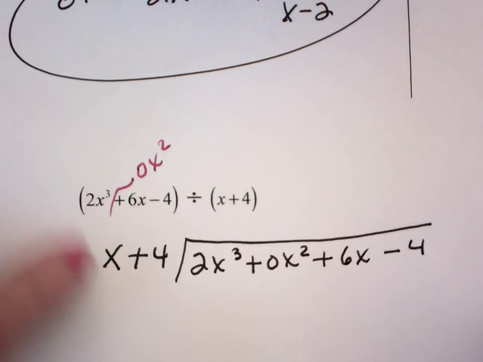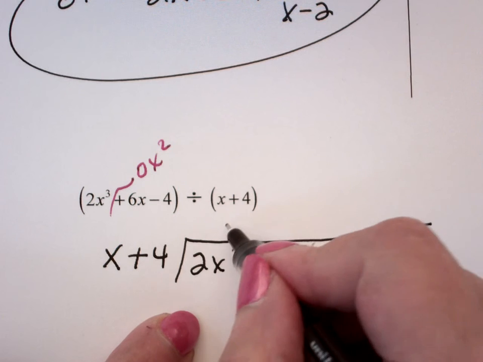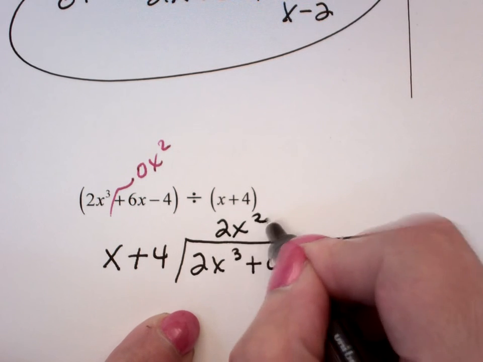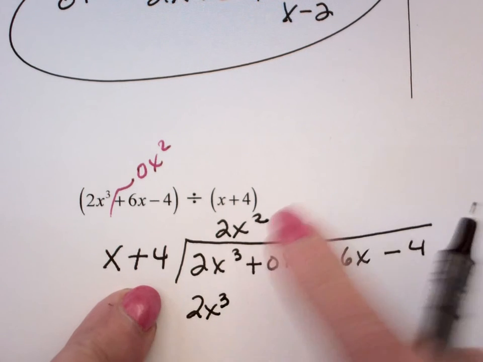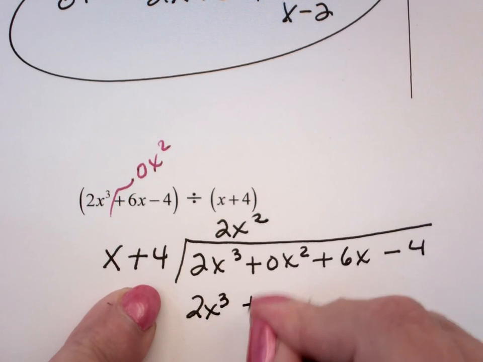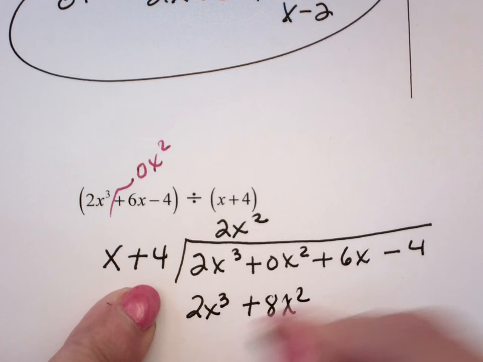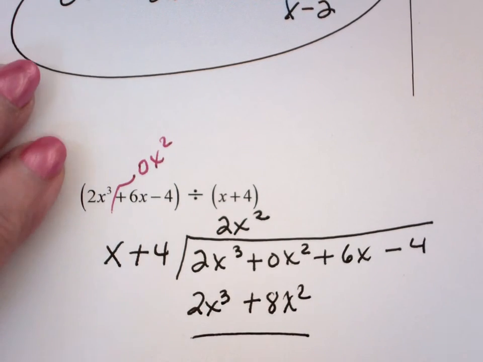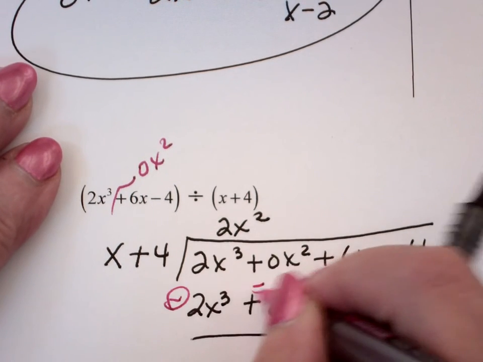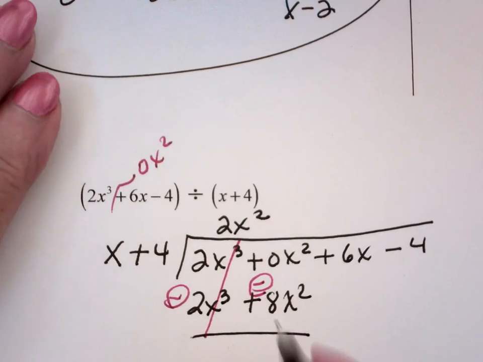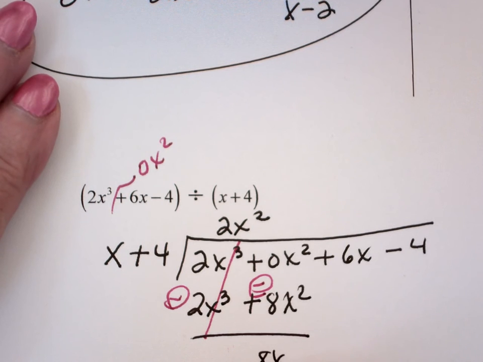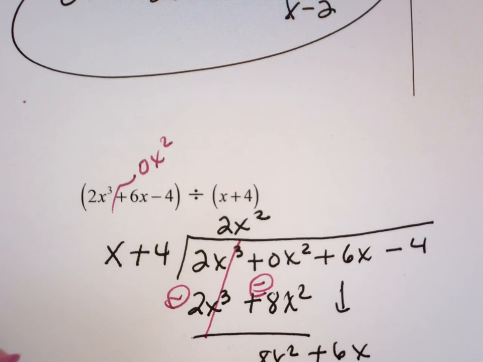And then what do I multiply x by to get 2x cubed? You'd say 2x squared. 2x squared times x is 2x cubed. 2x squared times 4 is plus 8x squared. Then you subtract. The x cubes go away. Notice I did get an x squared term. So this is minus 8x squared. Bring down the next term, plus 6x. So each time I go down by a degree.